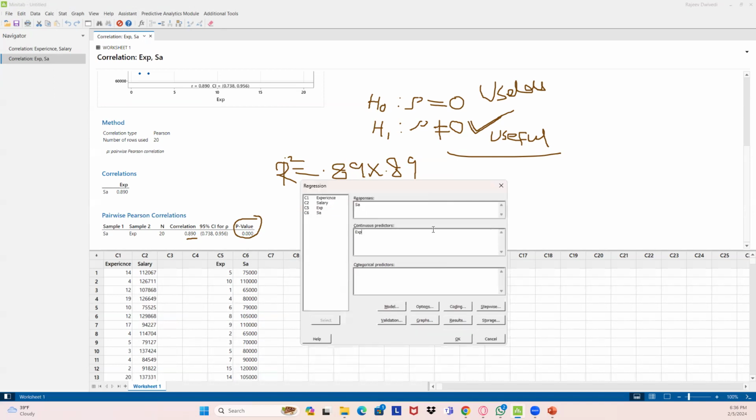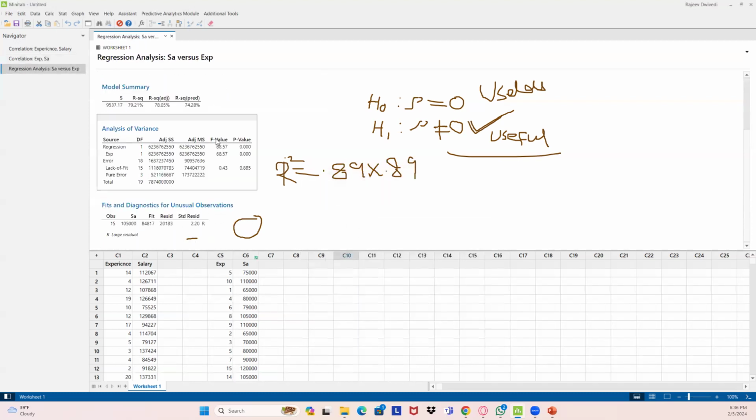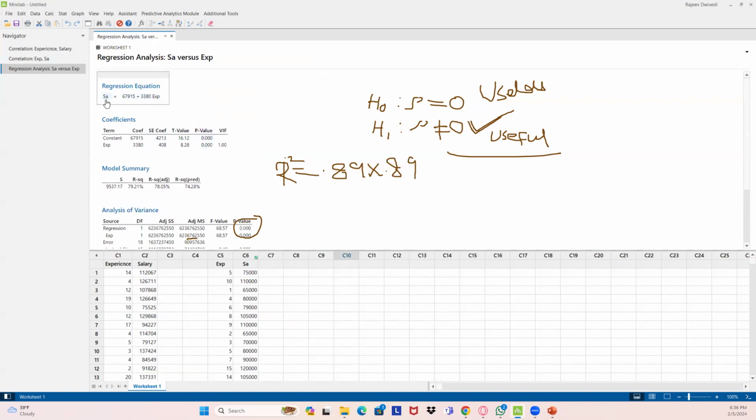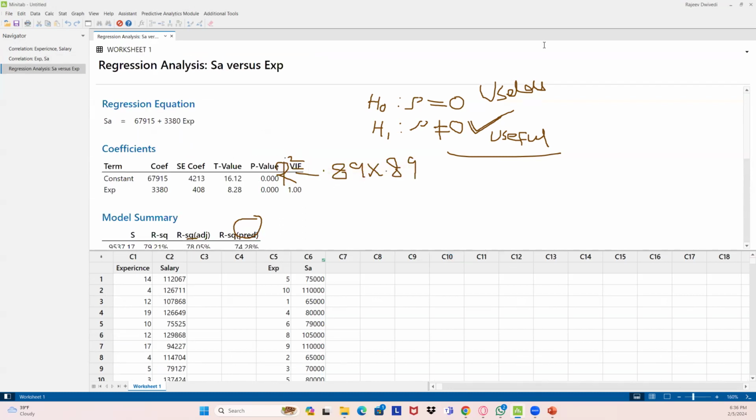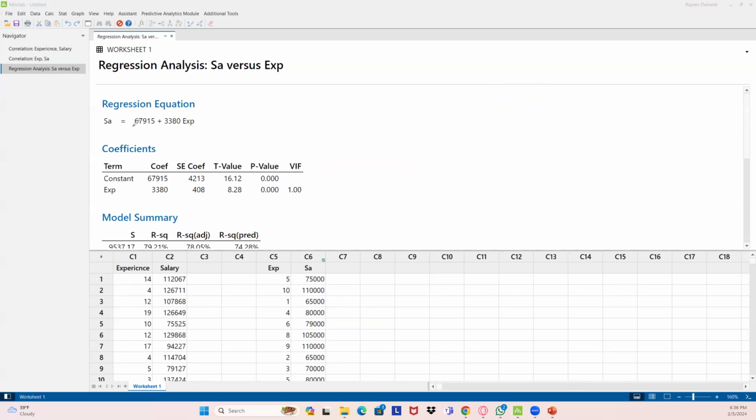Now here you see we have different options, which I'm not going into. So let's go. Now you see, this is the equation that we did: Y equals A plus BX. So salary equals 67915 plus 338 times experience. Here you see, this is the intercept and this is the slope. Now we want to see whether each is useful or useless in the model.